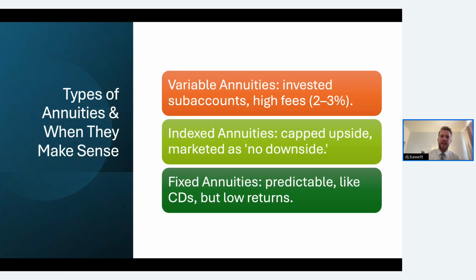So getting back to annuities, I'm going to break them down into 3 different types here. You have variable annuities, indexed annuities, and fixed annuities. We'll start at the bottom with the fixed annuities. I probably should have reordered these, but fixed annuities are the simplest of the 3. When we have worked with annuities, fixed is what we usually go with, just because they're easy, simple, and predictable. They're like CDs. We usually have a little lower rate, depending on the interest rates out there.